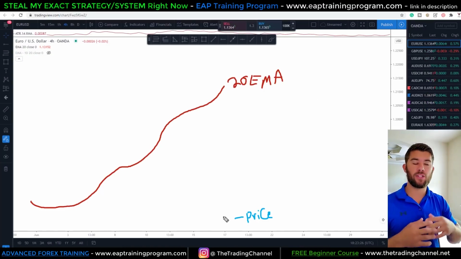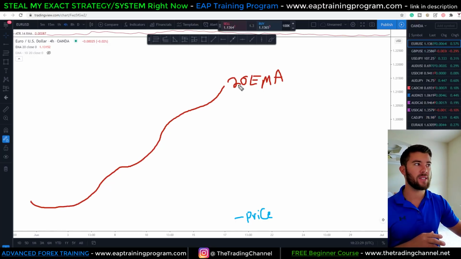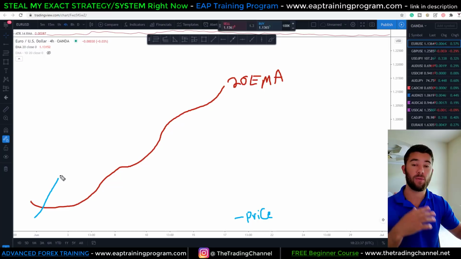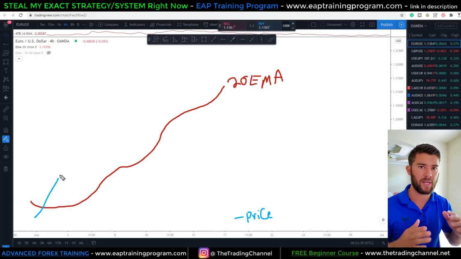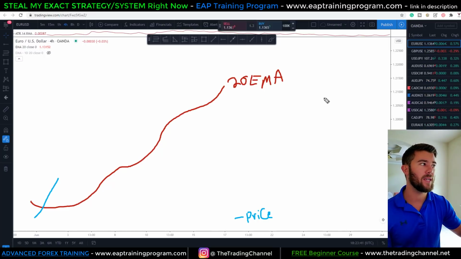All right, so let's go ahead and talk through the rules. What I'm looking for, I'm going to have this red line as the 20 EMA. Price will be in blue. What I want to see price doing is trading above the 20 EMA, creating a high. And for a swing high, I have very simple rules for swing highs and lows. A swing high is a high that previously had 2 green candles and afterwards has 2 red candles. At that point, this is a swing high.